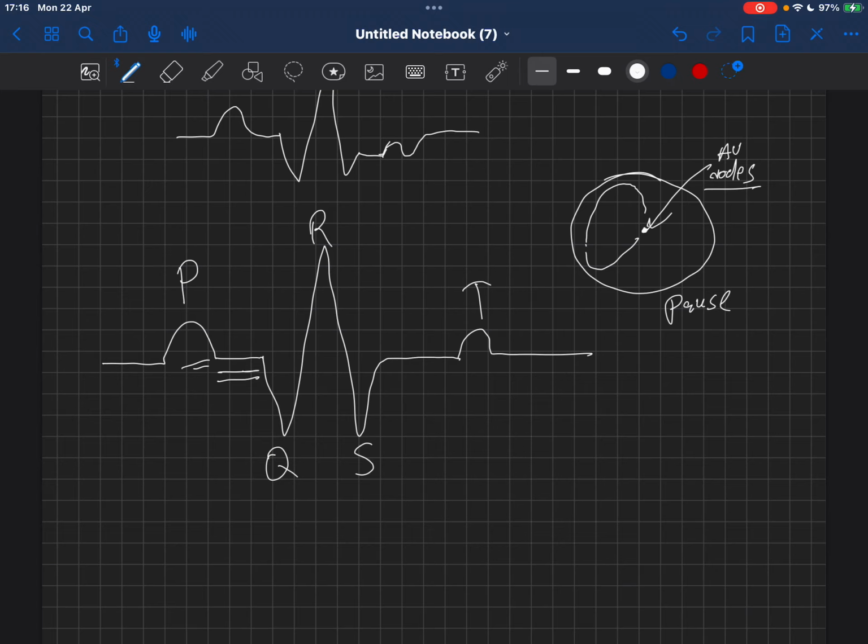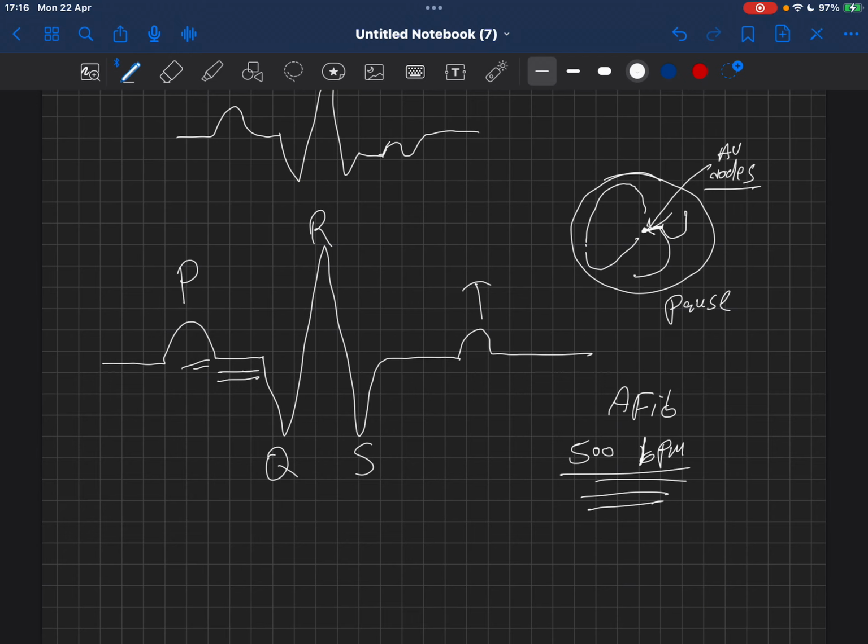The AV node makes the signal wait a little bit before it goes on. This is important. It is important in many pathologies, and it is an important phenomenon, like in atrial fibrillation, when the atrial rate can get to 500 beats per minute.